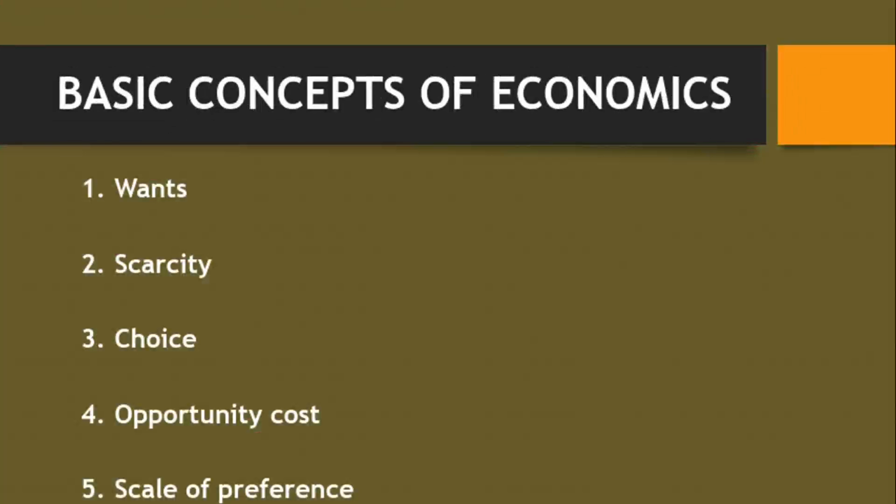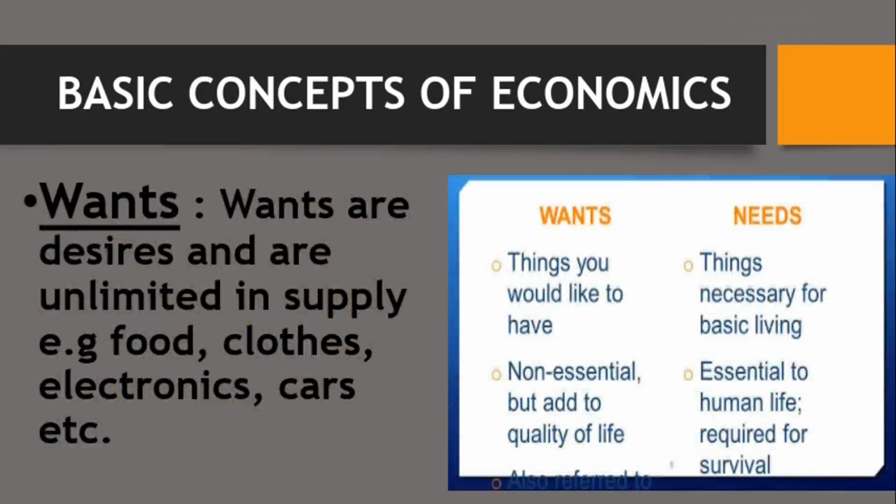Now, the basic concepts of economics include wants, scarcity, choice, opportunity cost, and scale of preference. Okay, there are 5 basic concepts of economics. Now, let's start with wants. Wants are desires and are unlimited. Our wants are so much and they are limited in supply because our resources are scarce.